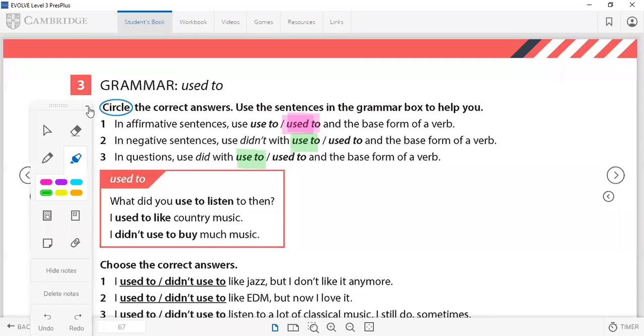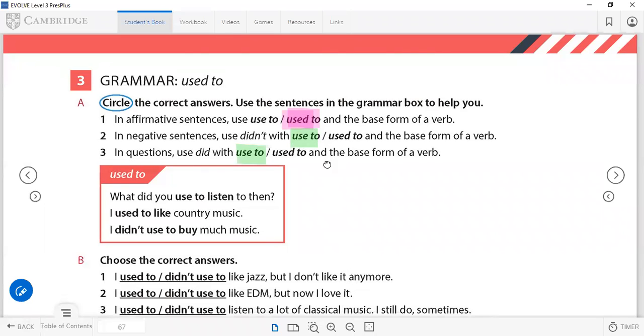What did you use to listen to? Okay. I used to like country music. I didn't used to buy much music. ¿Qué es lo que solías escuchar entonces? I used to like country music. Me solía gustar la música country. I didn't used to buy much music. No me gustaba o no solía comprar música de ese tipo.